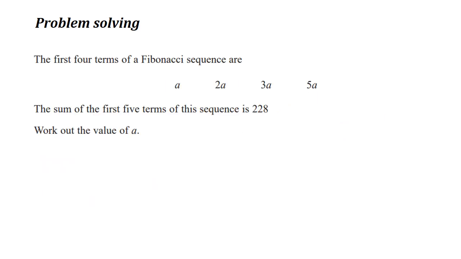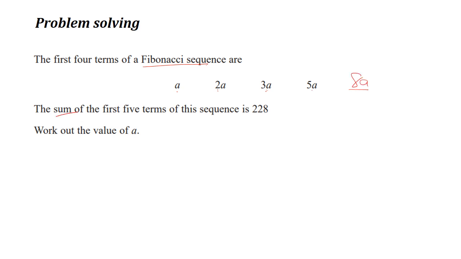And another one for you to try. Again, pause the video, have a try. Right, so making a note of the key words. A Fibonacci sequence is a sequence where you add the first two terms to get the third term, and you add the second and third term to get the fourth term, and so on. So the fifth term will be 3a plus 5a. And that is how a Fibonacci sequence works.